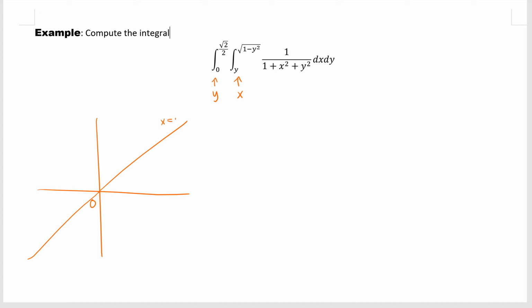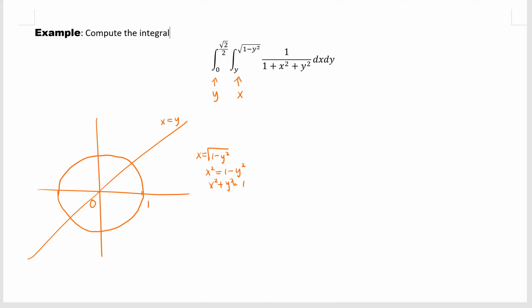This is x equals y. And x equals square root of 1 minus y squared. Well, this is the same as saying x squared equals 1 minus y squared, so x squared plus y squared equals 1. So this is a circle centered at the origin with radius 1. My circle doesn't really look like a circle. Let me draw it better. Is it better?